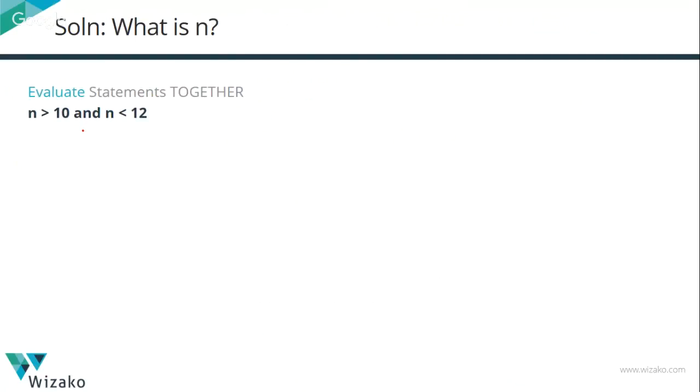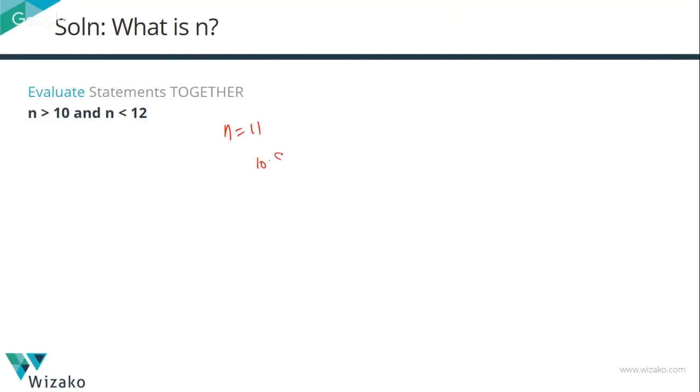It says N is greater than 10, N is less than 12. The temptation is to say that yes, N is equal to 11, right? If N is greater than 10 and N is less than 12, obviously there is only one number that I can think of, which is N is equal to 11. But hold on, the trap is here. No one told us that N is an integer. Between a number greater than 10 and a number less than 12, there are infinite numbers.